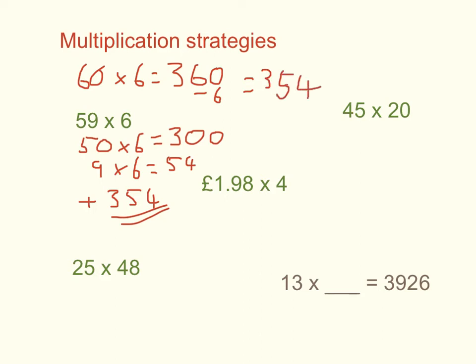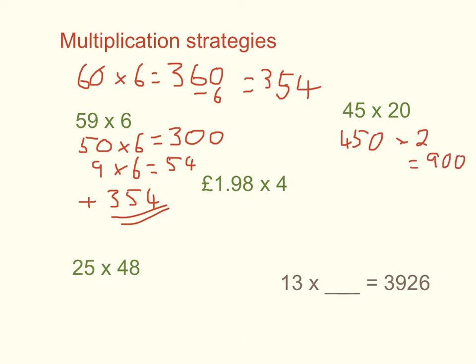For the other example at the top, we've got 45 multiplied by 20. I'd probably start by doing 45 multiplied by 10 to give me 450, and then I would double that, because I know that multiplied by 20 is double multiplied by 10, so that will give me 900.